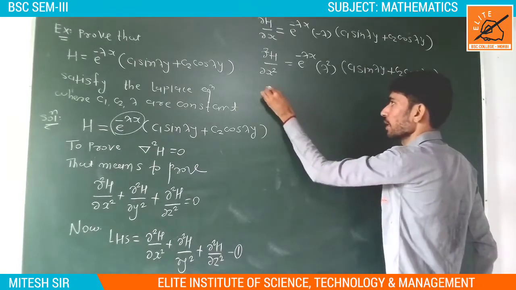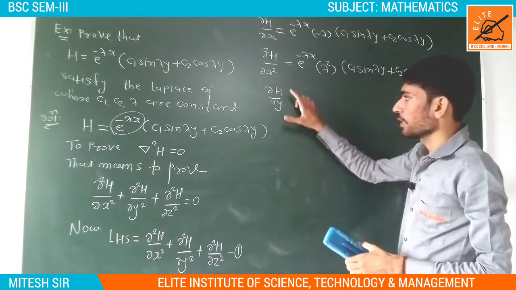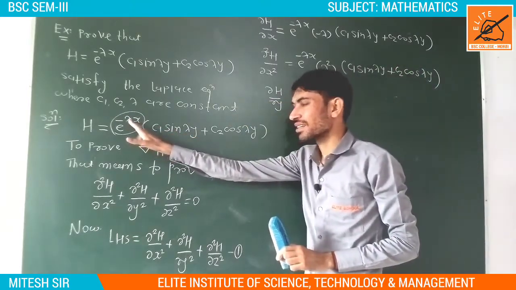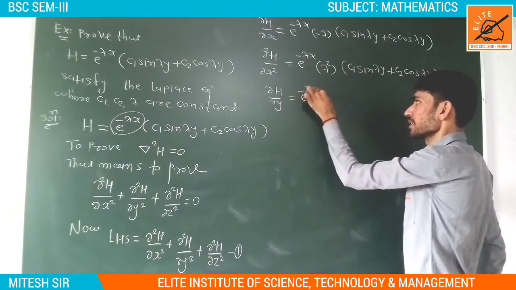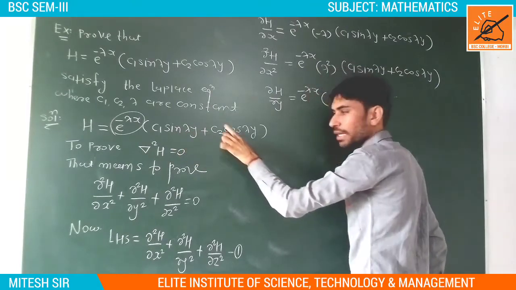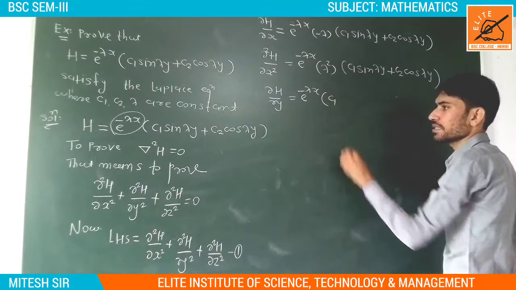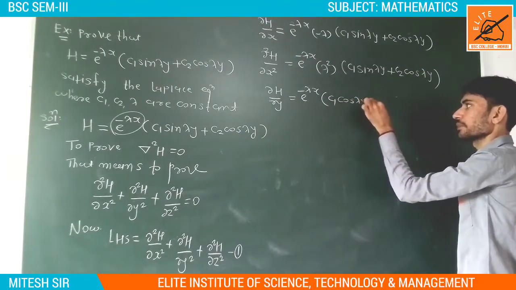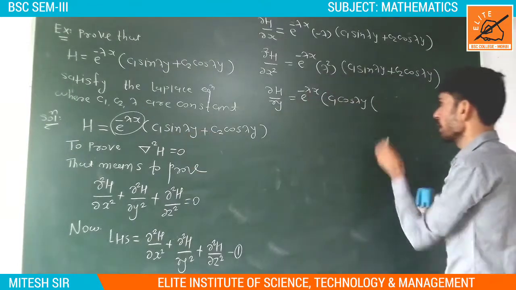Now we find the value of del h by del y. Now we are doing partial derivative of function h with respect to y. So e raised to minus lambda x is considered as a constant term, so it stays as it is. Now friends, both terms sin lambda y and cos lambda y are functions of y, so their partial derivative will be c1 as it is, and the derivative of sin lambda y is cos lambda y, and next to it the derivative of lambda y, which is lambda.